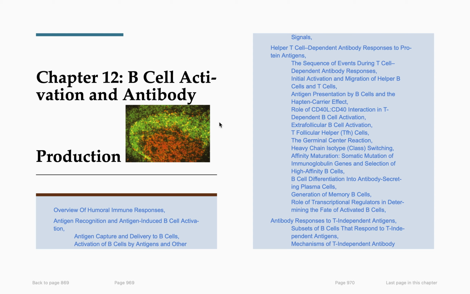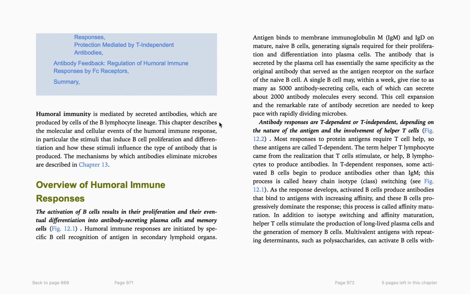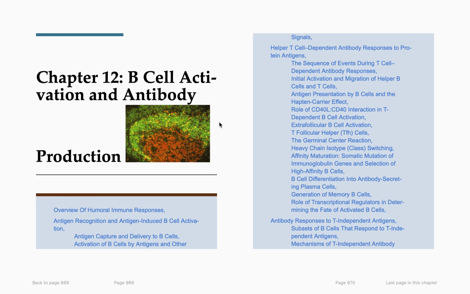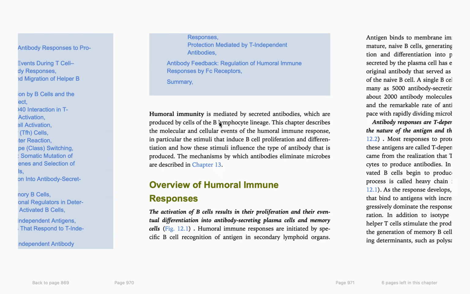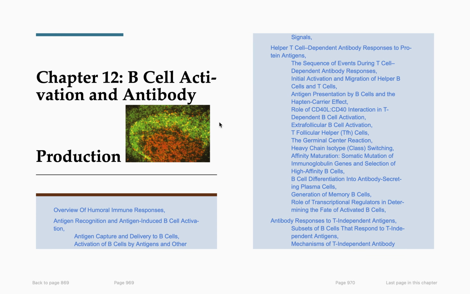protein antigen, the sequence of events that will happen, and we'll further discuss also the antibody response to T independent antigen, subsequent B cells that respond to the independent antigens, and we'll discuss the antibody feedback regulations of humoral immune response. There are many things in between that I've not read here, but we will be discussing together to see how everything works. So, the key concept here is B cell activation and antibody production.